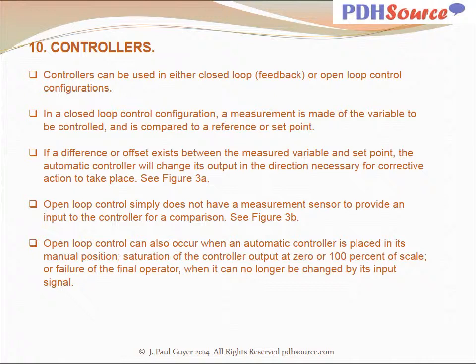Open loop control can also occur when an automatic controller is placed in its manual position, saturation of the controller output at 0 or 100% of scale, or failure of the final operator when it can no longer be changed by its input signal.